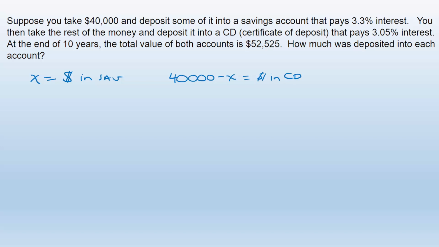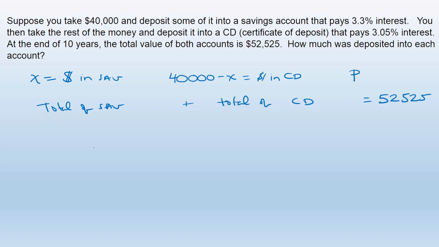And the reason for that is because let's suppose that x was 10,000. So you put 10,000 in savings. Well, if you have 40,000 total, that means you have 30,000 left. So 40,000 minus 10,000. These two numbers become the principal for each account. And the total amount of savings plus the total amount of the CD is the total amount in the account. And for my problem, it's $52,525.